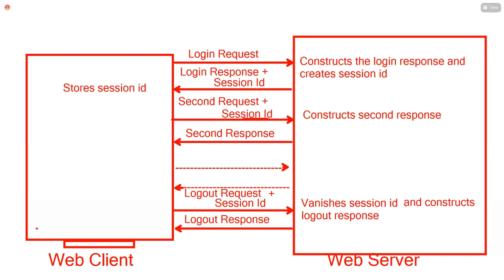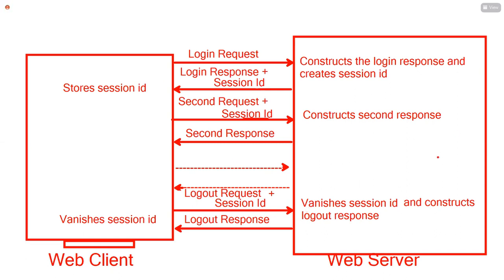Now here, how many times will the server send the session ID to the client? Think, you see the diagram, you can give the answer. How many times? One time. How many times will the client send to the server? Every time, except the first. So with the first response the server will send, and from the second request onwards the client will send.